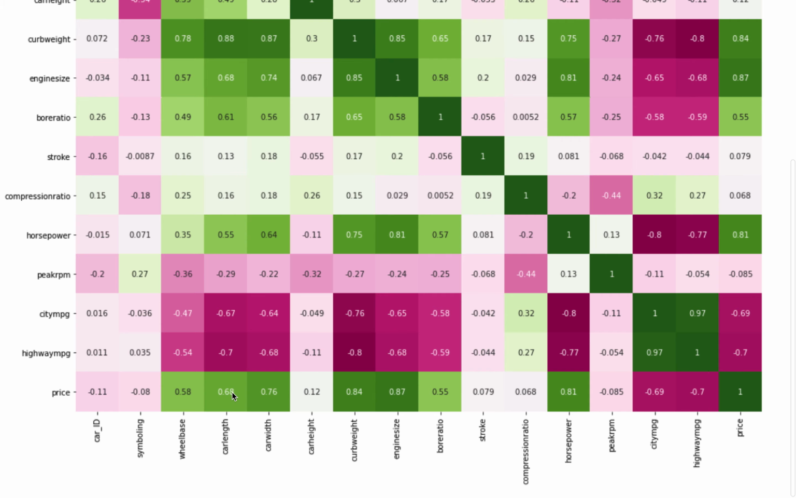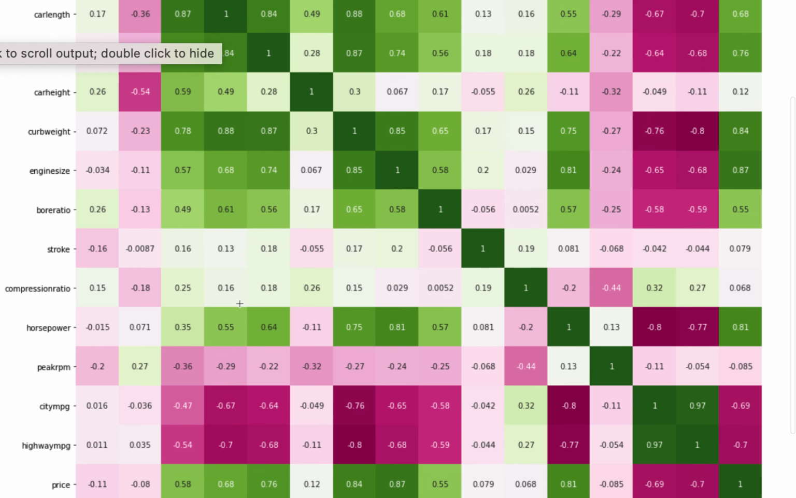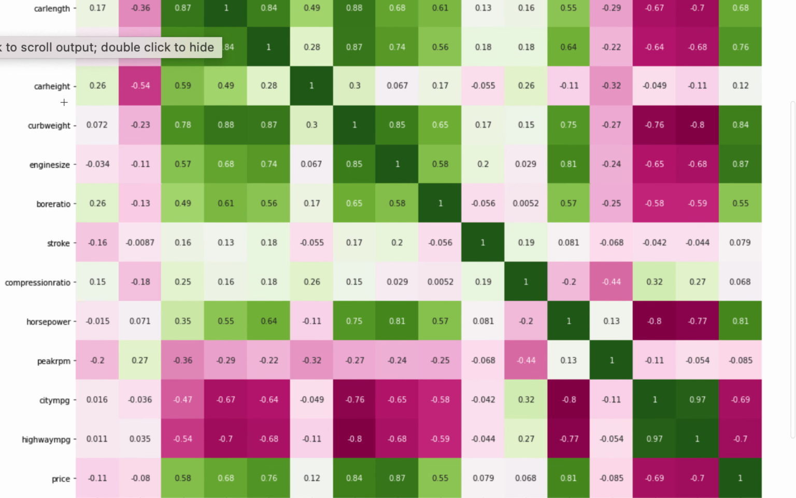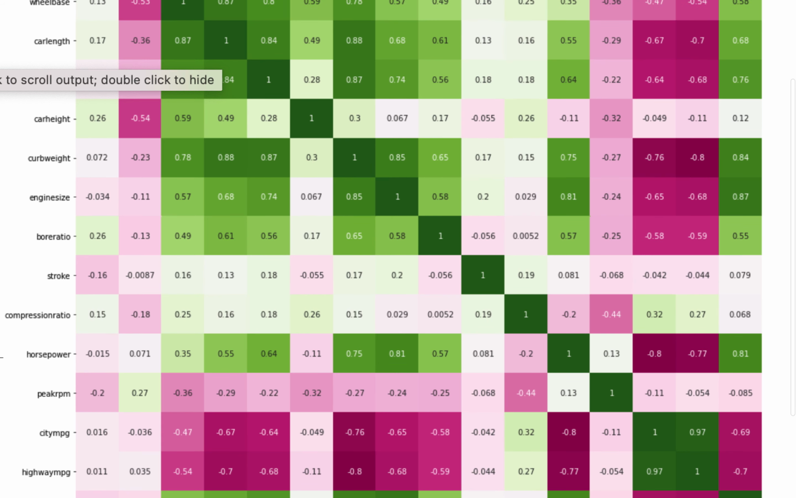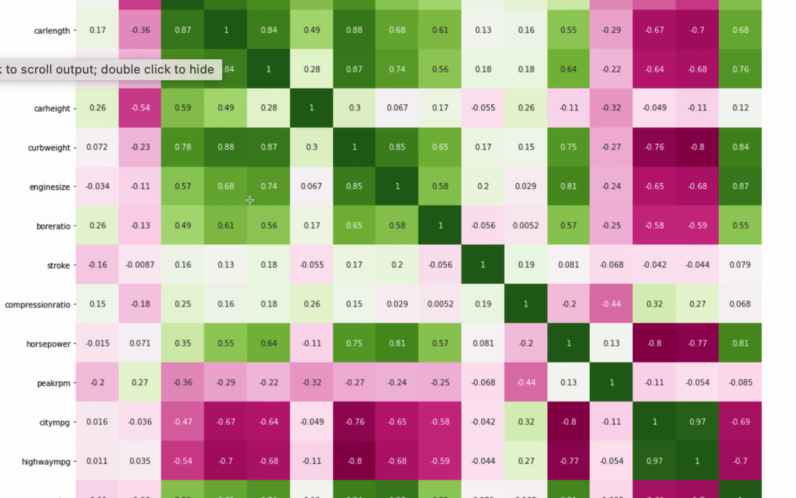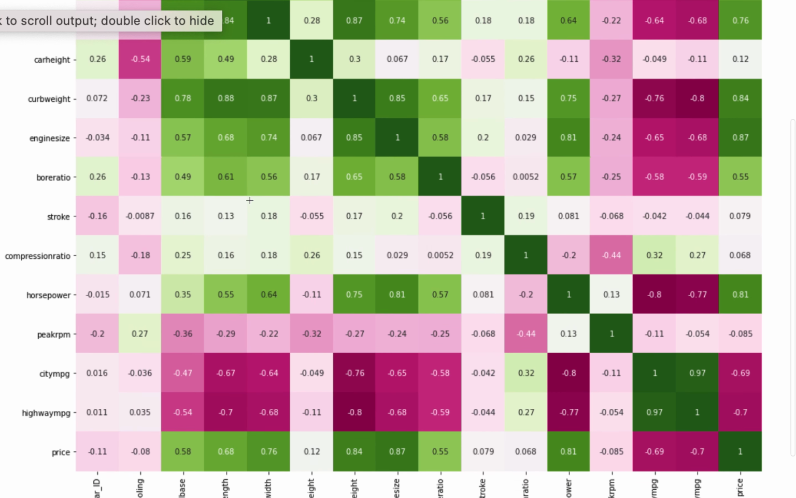Curb weight has almost 0.88 correlation with car length, right? So these two are redundant. That means if length is increasing, curb weight is increasing, and vice versa. Such parameters will produce anti-patterns in your model. The model may not be very efficient, so we will look at treating them. But otherwise, for anything which is close to 1 or 0.9, we want to eliminate one of them.